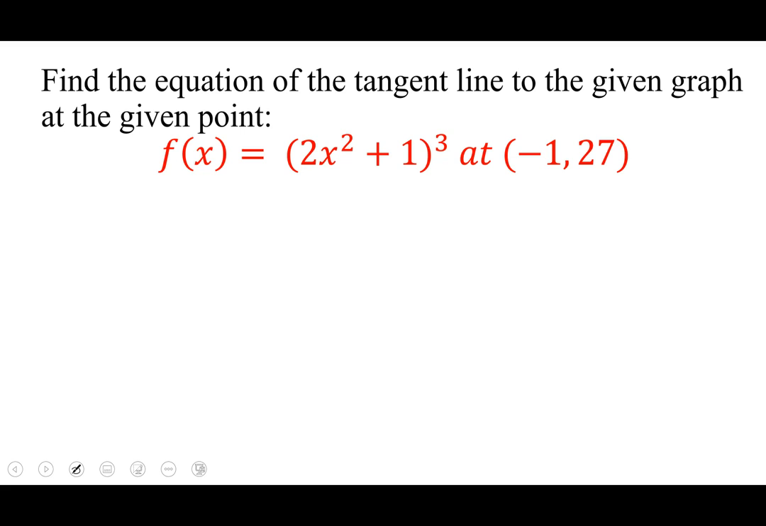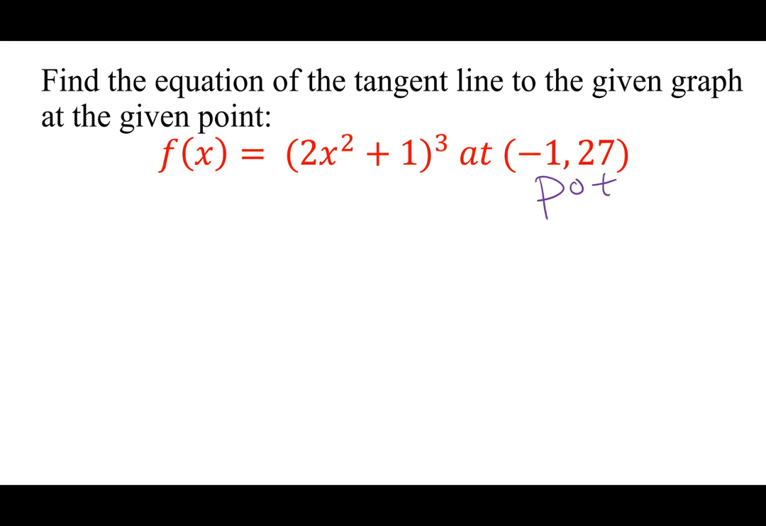To start off, find the equation of the tangent line to the given graph at the given point. Now, we've been finding equations of tangent lines for a while now, but we haven't yet done it with a problem involving the chain rule. It's not really any different besides the fact that you have to obviously use the chain rule. So I figured doing one with you would probably be a good idea. Remember that in order to find the equation for a tangent line, you need the slope of the tangent line and you need the point of tangency.